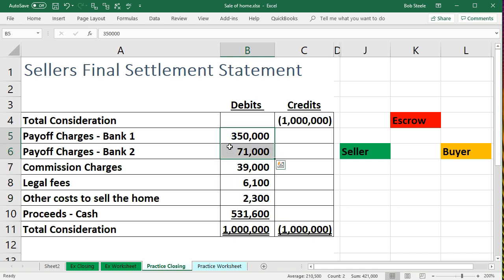So you can think of it again as, well, they really got 1 million within the escrow, paid off the two loans through the escrow, and then paid off all the selling charges, and were left with the $531,600. Now, with this debit and credit format, that kind of makes sense if you think about it.